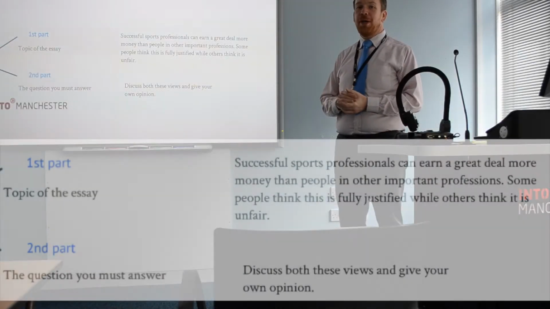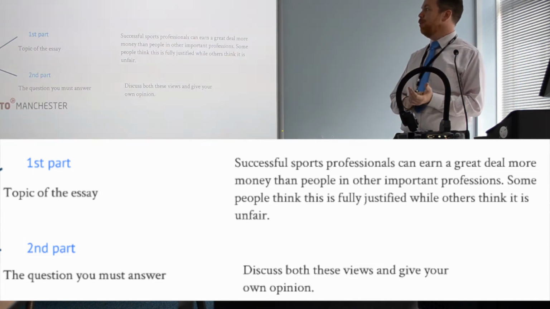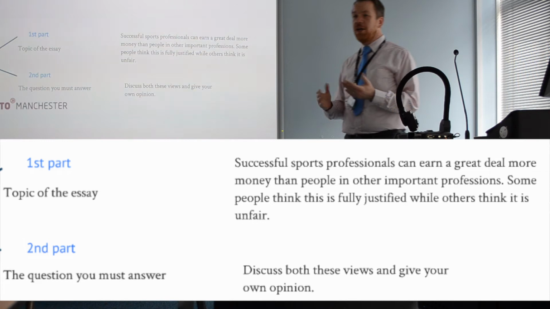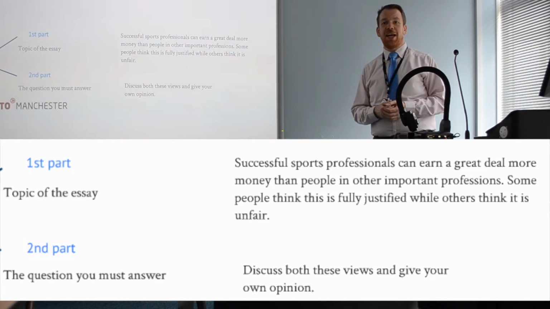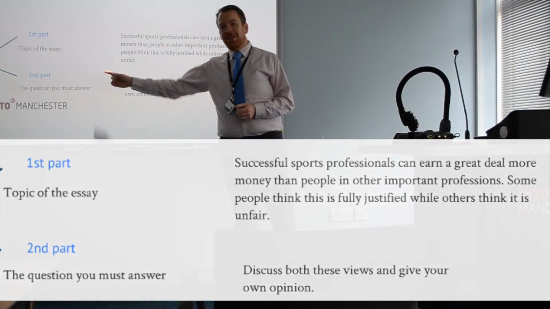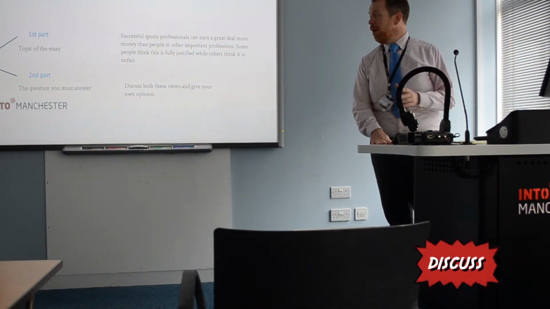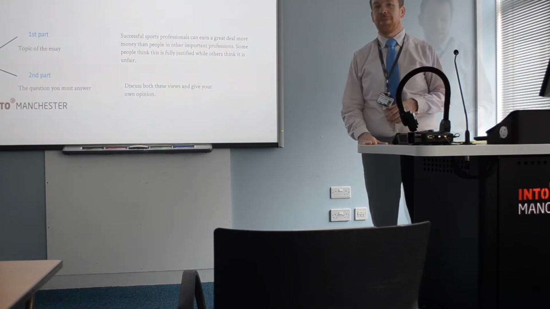You see that the first part of this one is talking about successful sports professionals. It establishes a fact that they can earn a great deal more than other people, and it tells you another fact that some people think this is okay, other people have a problem with it. This is what you're being asked to do. You're being asked to answer this question. You must discuss both of these views and give your own opinion.